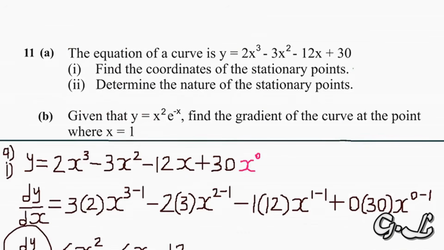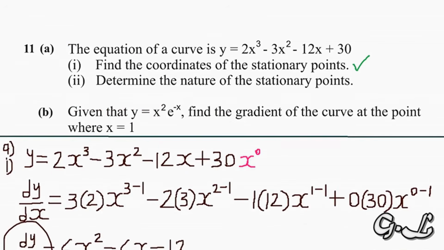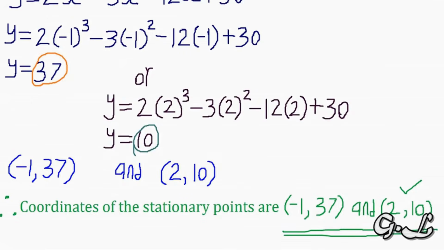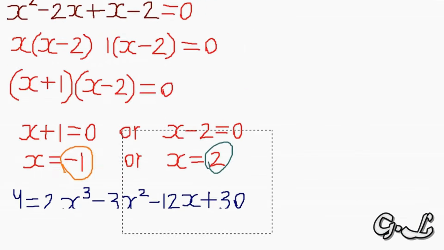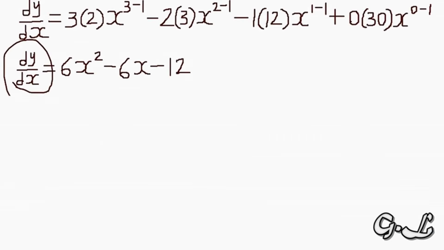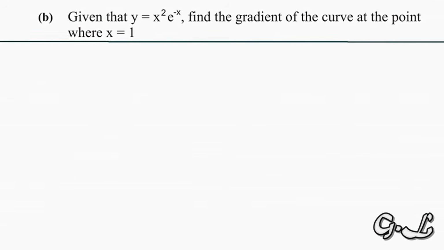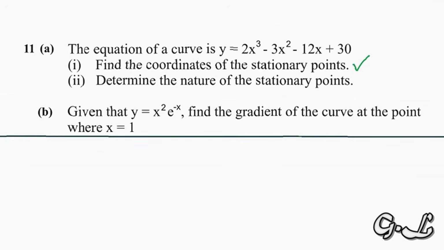So we are done with Roman numeral 1. Let's go to Roman numeral 2 now. Roman numeral 2 states: determine the nature of the stationary points. How do we determine the nature of the stationary points?